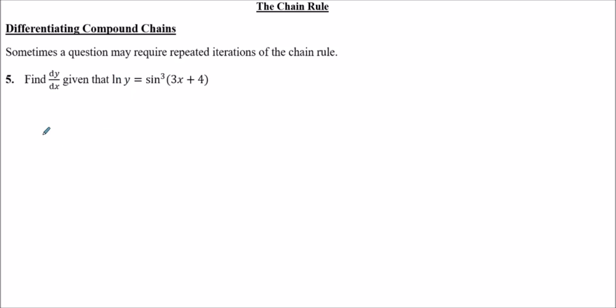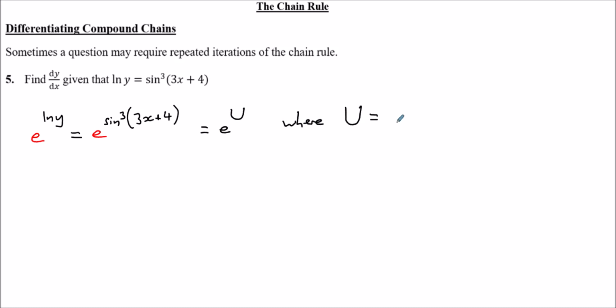is exponentiate both sides. So e to the power of ln y is going to be the same as e to the power of sine cubed 3x plus 4. Now, that isn't just an x, it's not even a 3x, it's a function within an exponential. This is quite complicated indeed. So what I'm going to do here, I'm going to just call this equals e to the big U. We can choose whatever variable we want, but I'm going to choose e to the big U, where big U is sine cubed 3x plus 4.